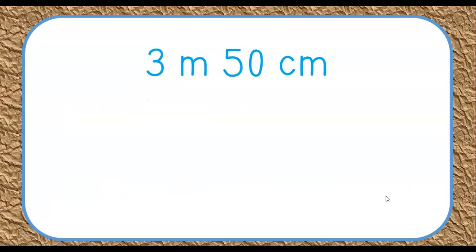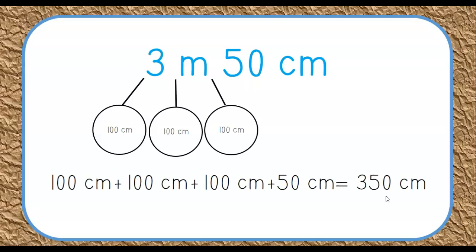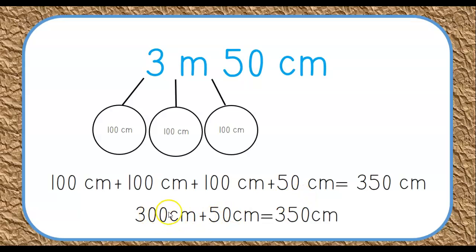Let's try this one. 3 meters and 50 centimeters. So I have 1 meter is 100 centimeters, so I'm going to do that 3 times. In my number sentence, I have 100 centimeters plus 100 centimeters plus 100 centimeters plus 50 centimeters. I can't forget the centimeters that are already up here. And I get 350 centimeters. Or I can write it like this. 300 centimeters, because I can see right here it's 300, plus the 50 centimeters gives me 350 centimeters.